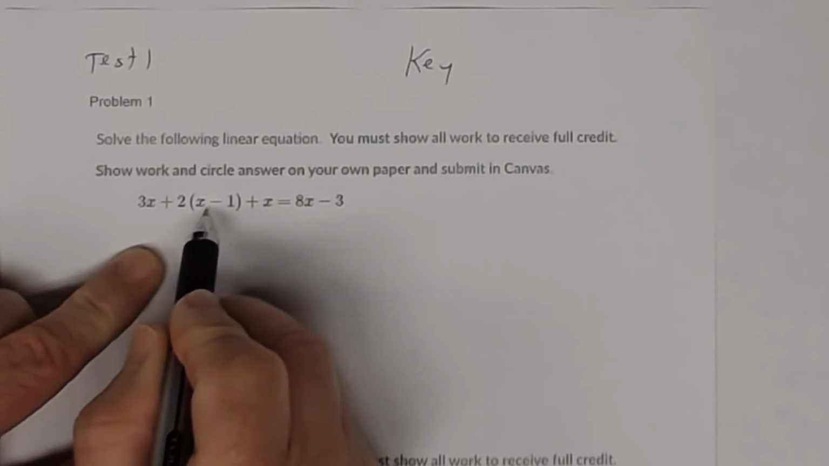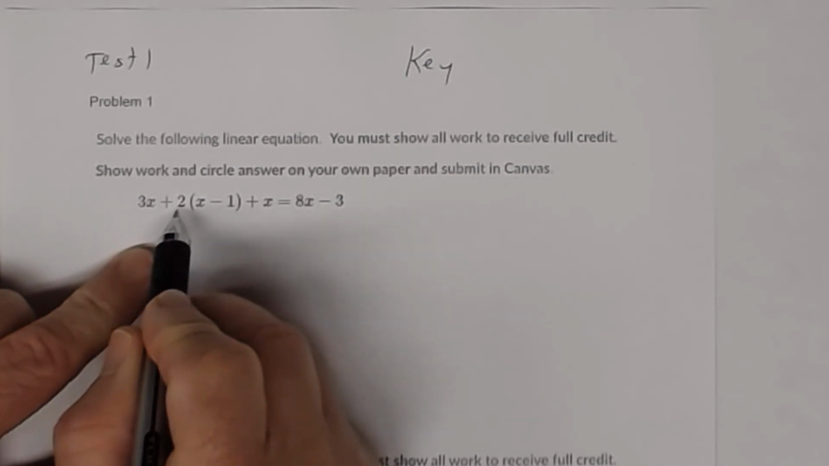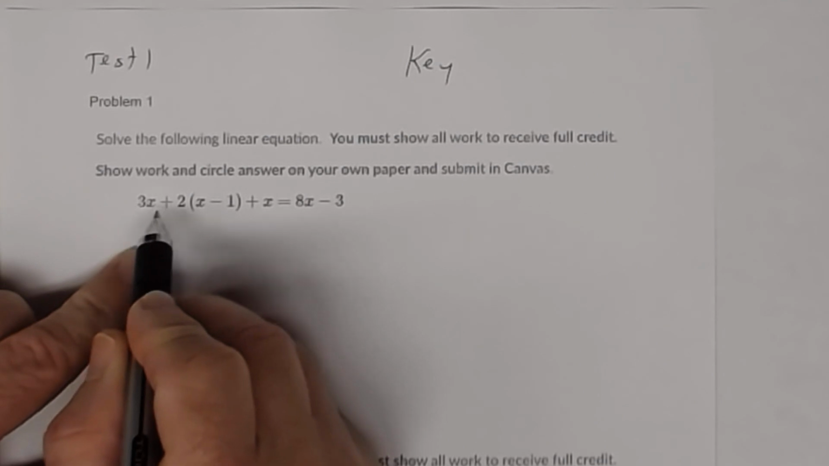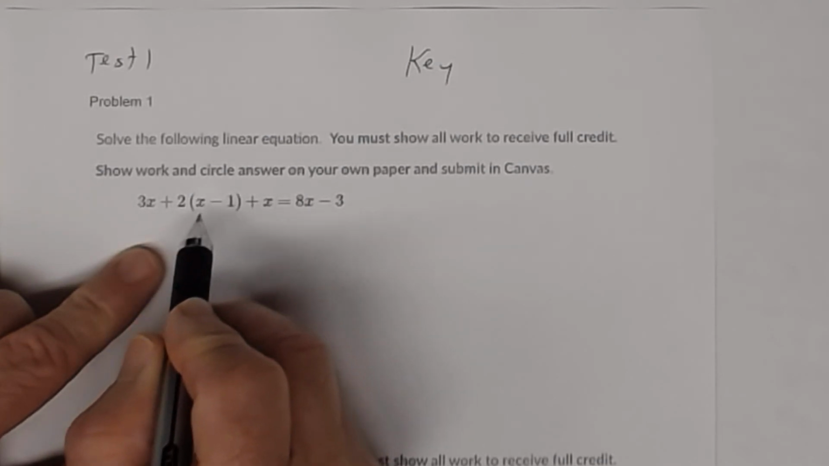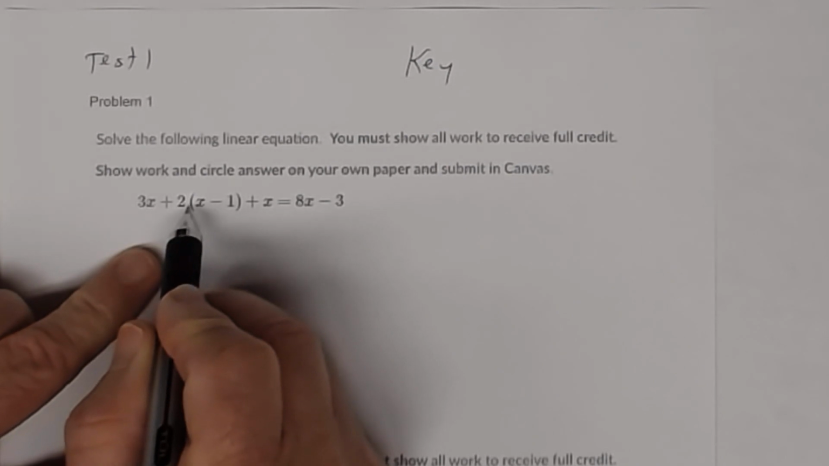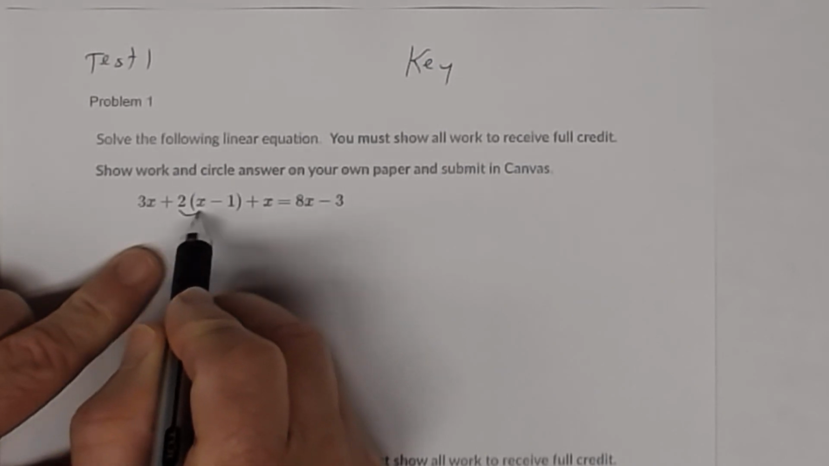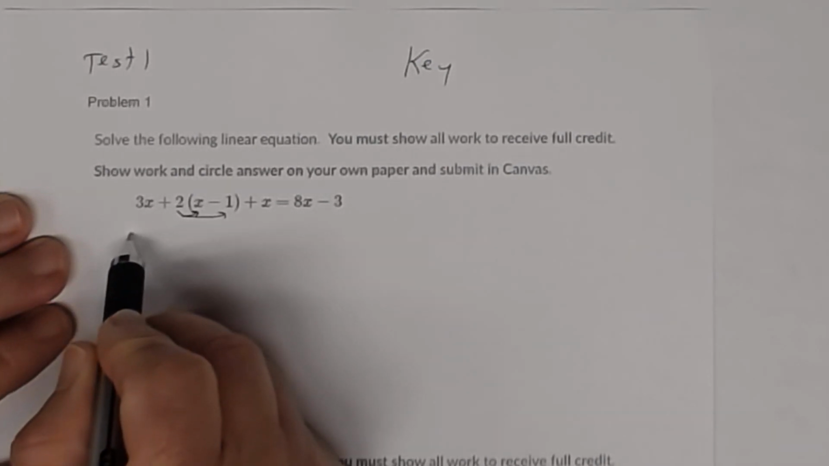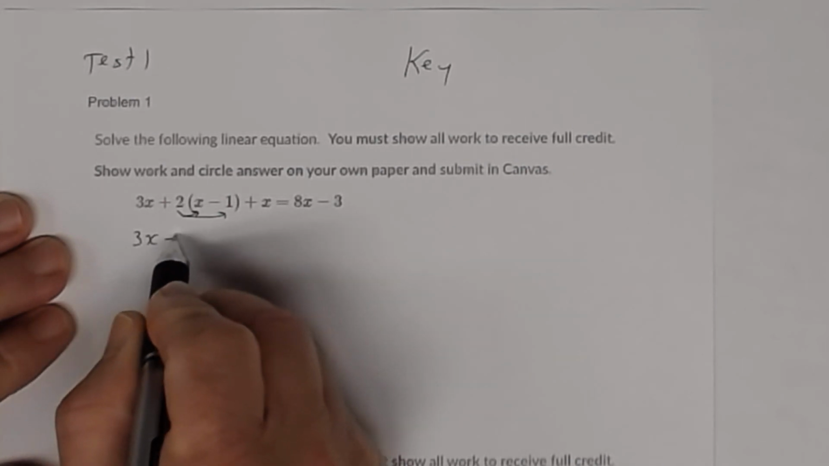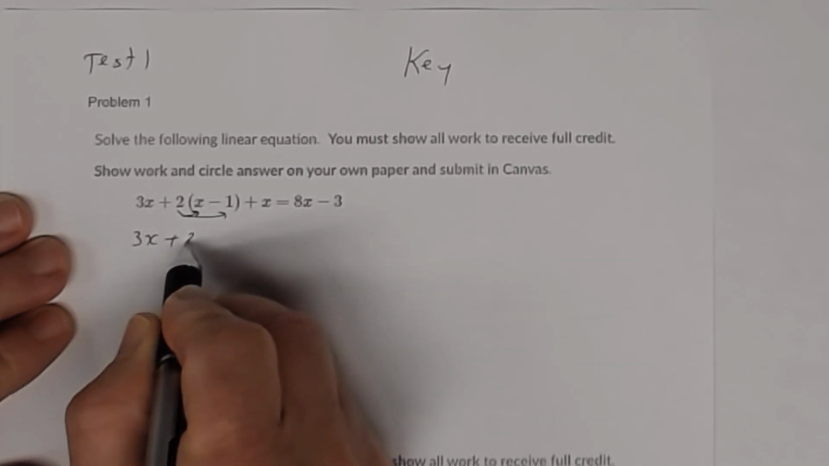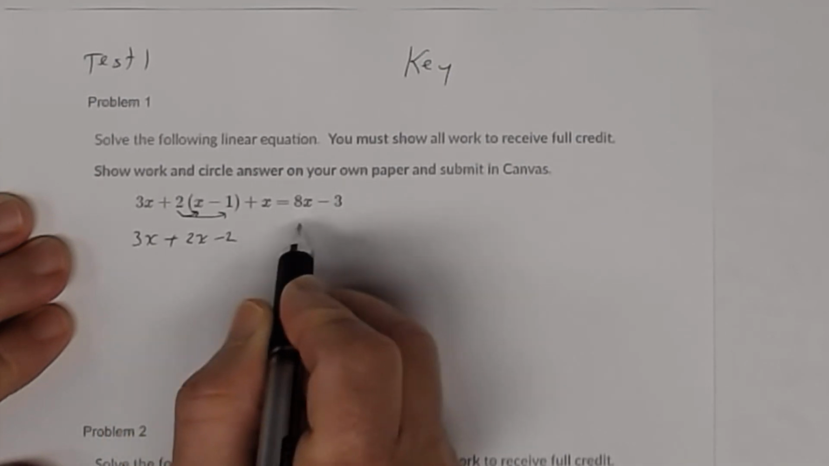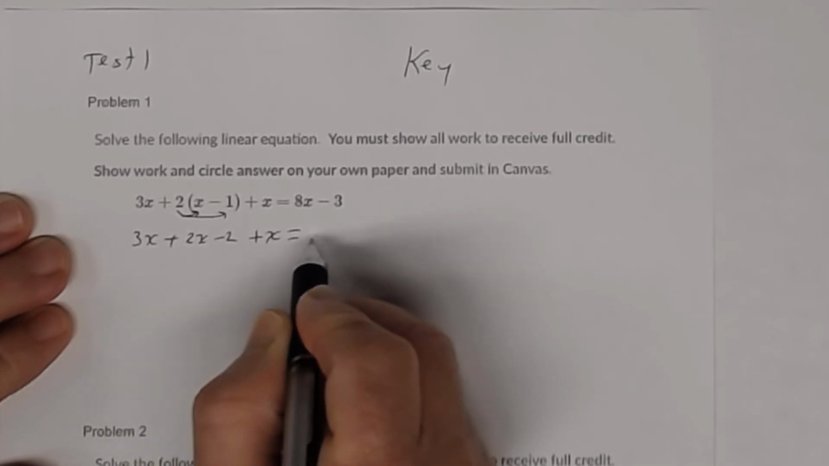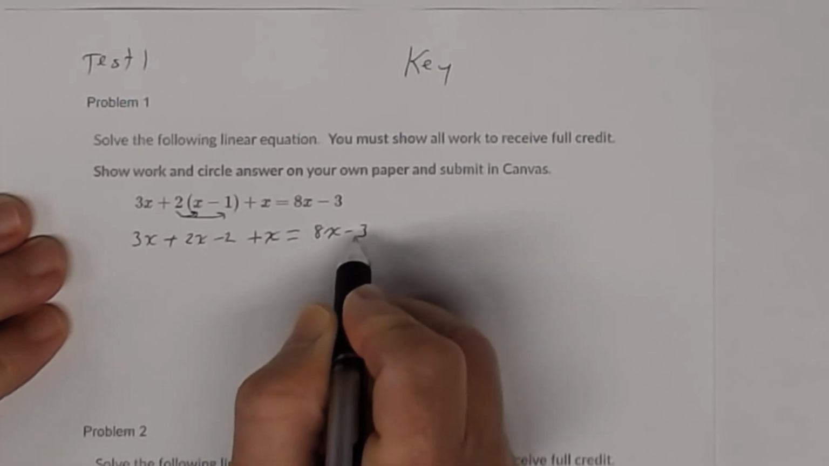So we're going to multiply every term that's in this parentheses by 2, because that's what this says. So 3x plus 2 times what's inside this parentheses. So you have to make sure you multiply first. So distributive property. So I get 3x plus, and then 2 times x is 2x, and then 2 times a negative 1 is a negative 2, and then I'm going to write everything else down. So plus x equals 8x minus 3.